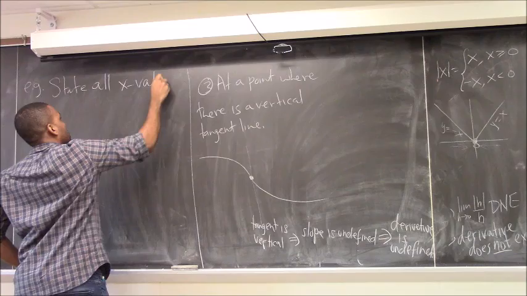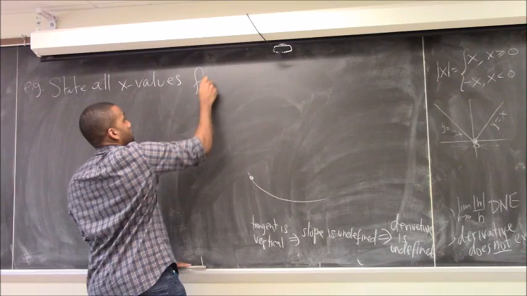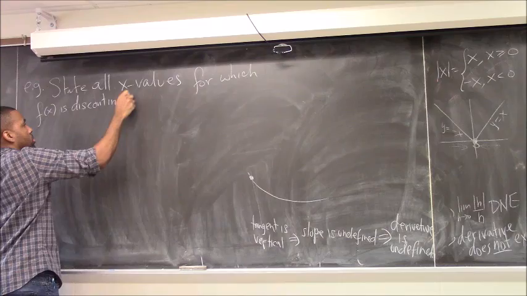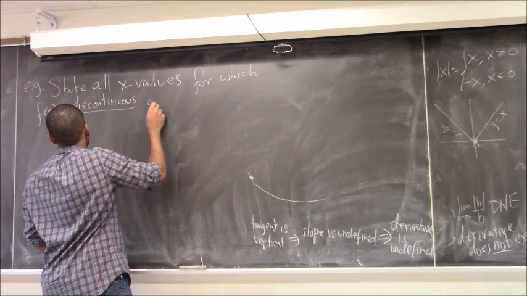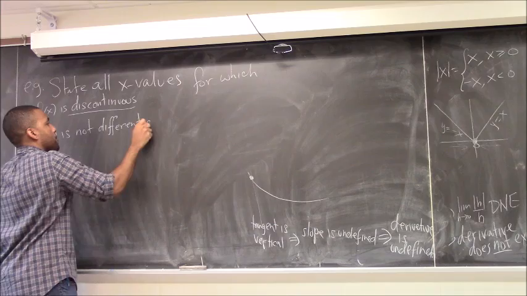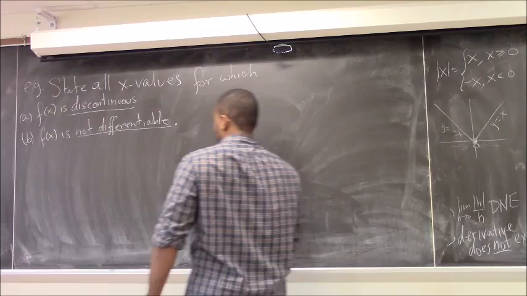State all x values where A, f of x is discontinuous, meaning it's not continuous. B, f of x is not differentiable. And then I give you a graph, and you're just going to look at the picture and point out all the parts where it's not continuous or it's not differentiable.